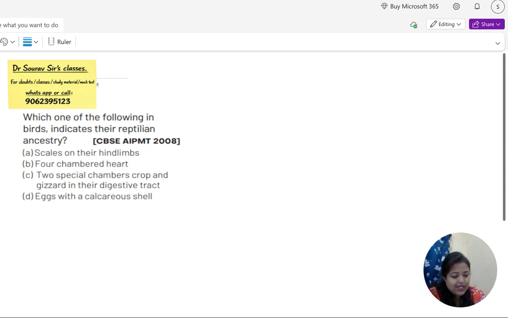Okay, now let's focus on the question. Which one of the following in birds indicates their reptilian ancestry? CBSE PMT 2008 question. Scales on their hind limbs, 4-chambered heart, two special chambers, crop and gizzard in their digestive tract, eggs with calcareous shell.